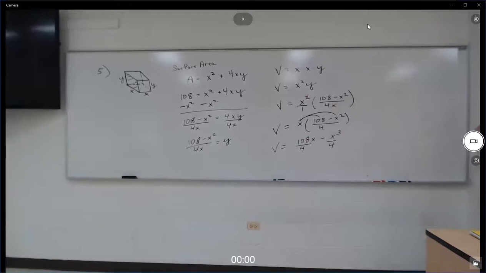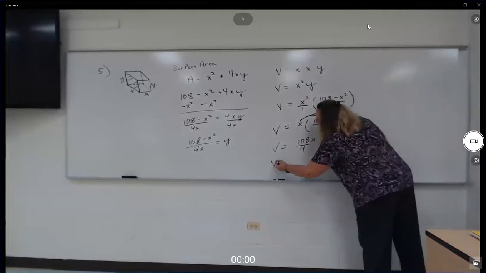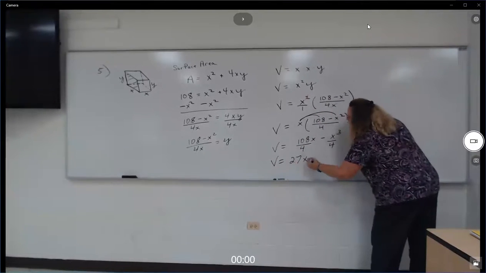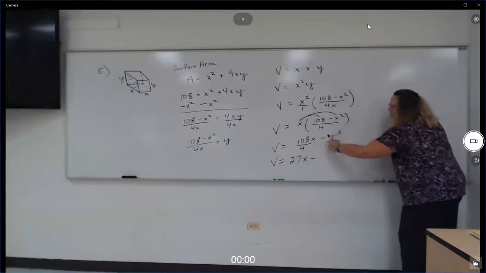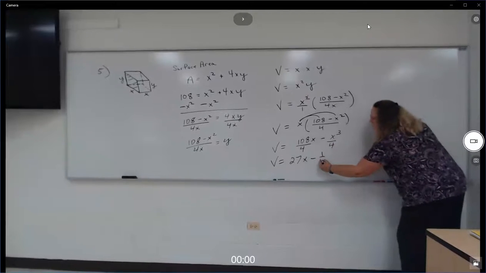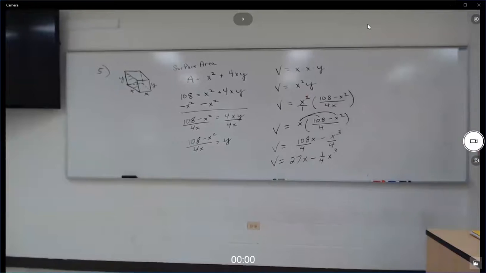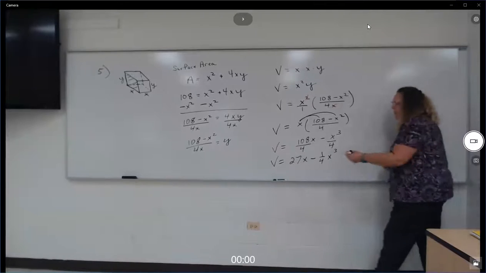What else? I think 108 divided by 4, that's at least doable, right? That is 27. And if it doesn't go in there, that's okay. I'm going to rewrite this as 1/4 x to the third. All right, so this is like my f of x.